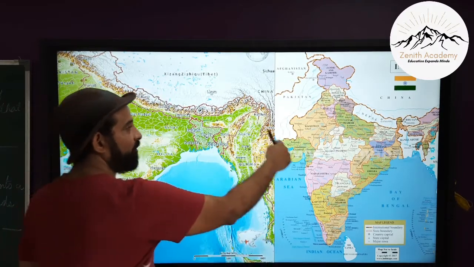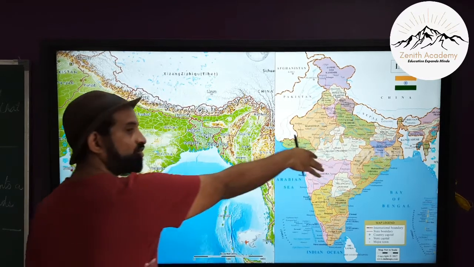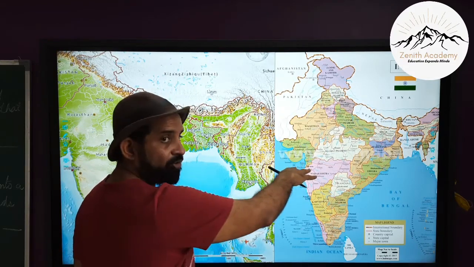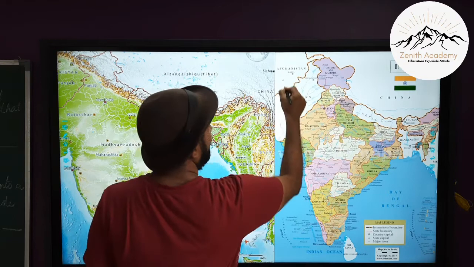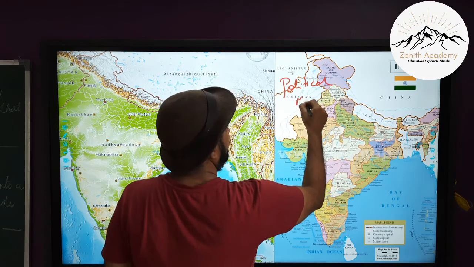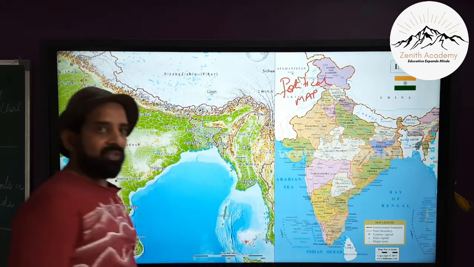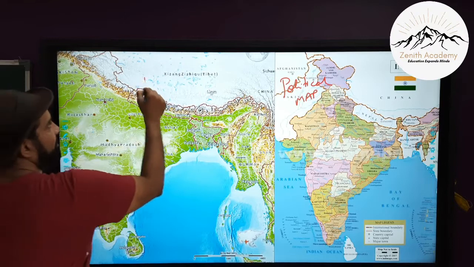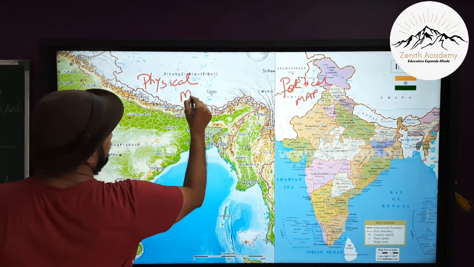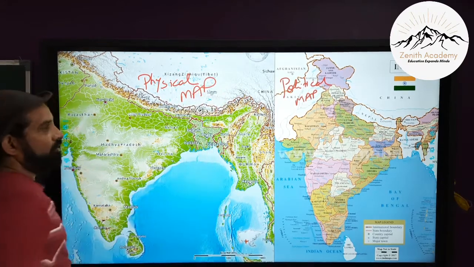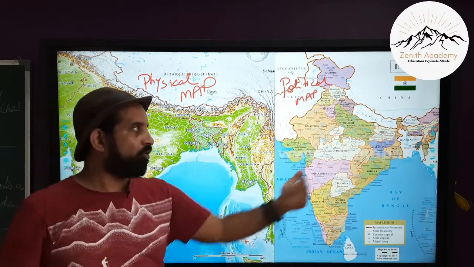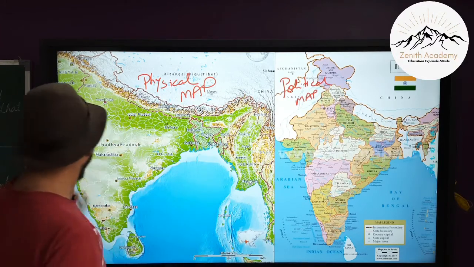A political map gives you idea about borders, cities, locations, important locations, which state is controlled by which government. It gives you all the idea. So let us again write it here, political map. Okay, and this is a physical map which we just studied. So that's a big difference. Now you have understood, students. A physical map gives you the idea about features, and political map gives you idea about the borders.